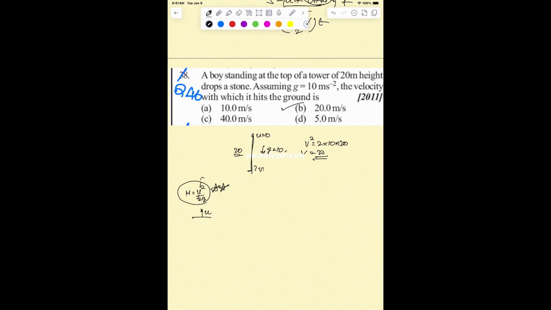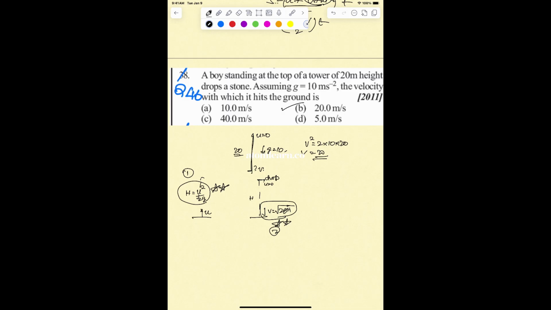Therefore, u squared by 2g is the maximum height reached if it is thrown from the ground. This is one equation which you have to remember: h is equal to u squared by 2g. Now automatically this gives you another kind of situation, when you're dropping from a height. Drop means u equal to 0 and the height is h, then it reaches the ground with v equal to root of 2gh. Okay, this is another formula which is quite useful, formula number 2.